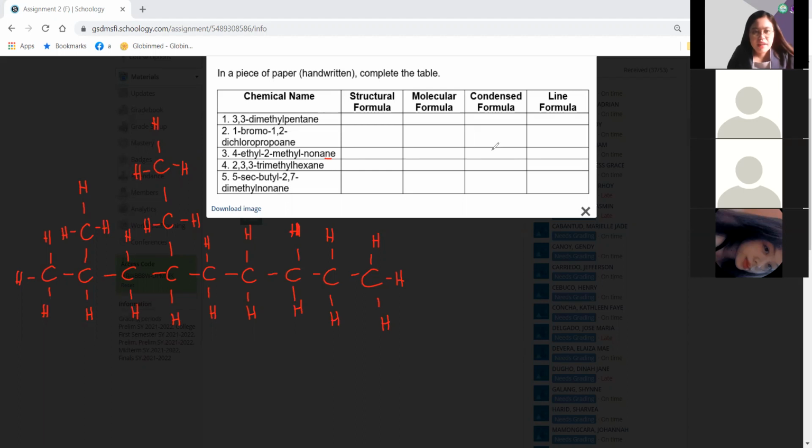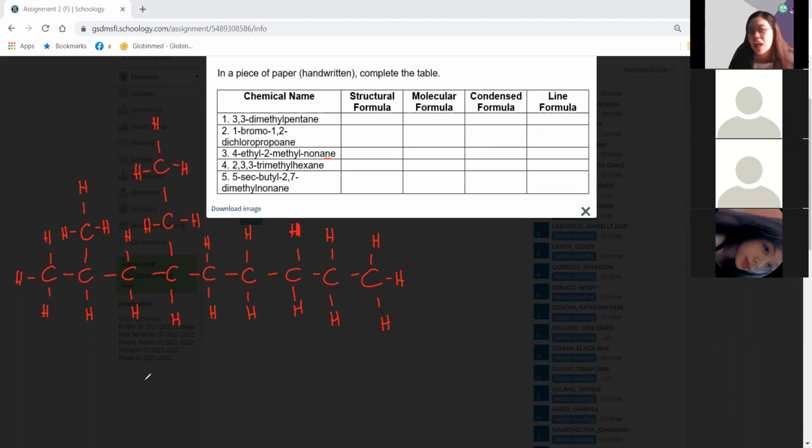Ayan, medyo complicated sa kadami ng hydrogen. That is the reason why when I give chemical compounds for naming, I always use the condensed formula. Kaya kung structural formula, malibat na ka sa kadaghan sa hydrogen. But the structural formula will really show us the bonding patterns of our elements in the compound. So that is the structural formula. Let's have the molecular formula.